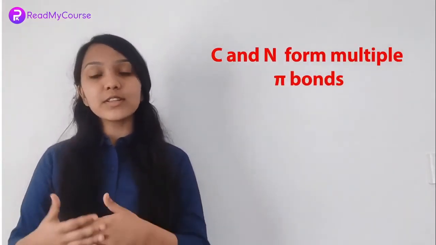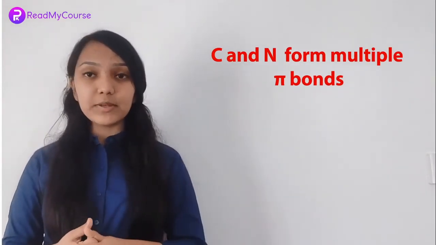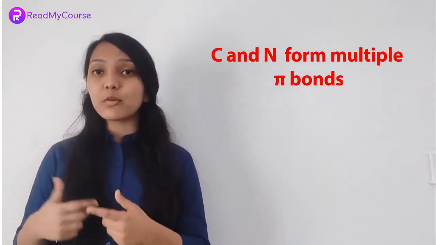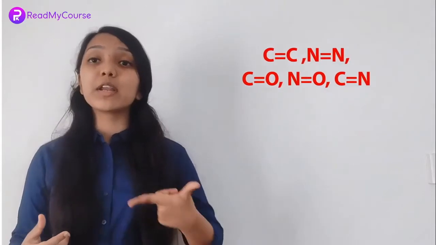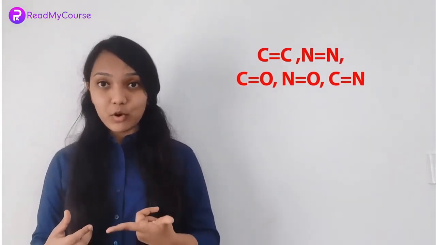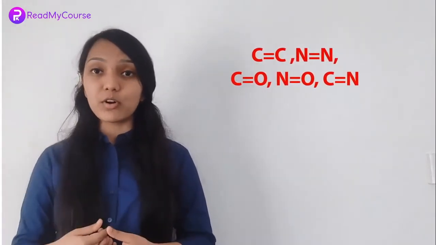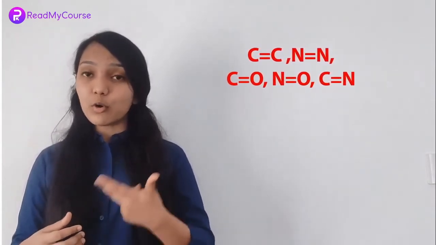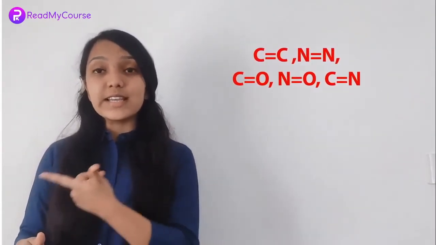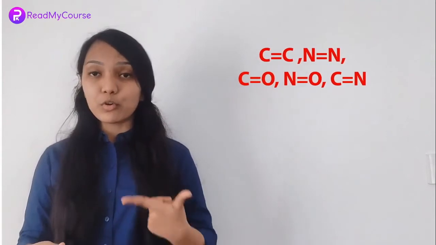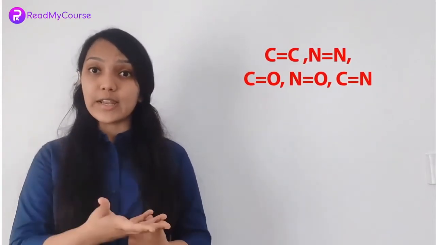And also, the first members of these p block elements, like carbon and nitrogen, form multiple pi bonds with themselves and with the atoms of the second period elements. Like in the case of carbon, they form multiple pi bonds, that is carbon-carbon double bond, carbon-carbon triple bond, or nitrogen-nitrogen double bond. And also they form compounds with oxygen as well, like C double bond O, N double bond O, and C double bond N, etc.